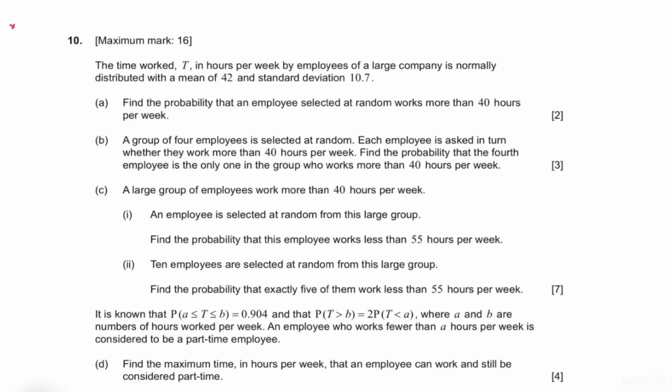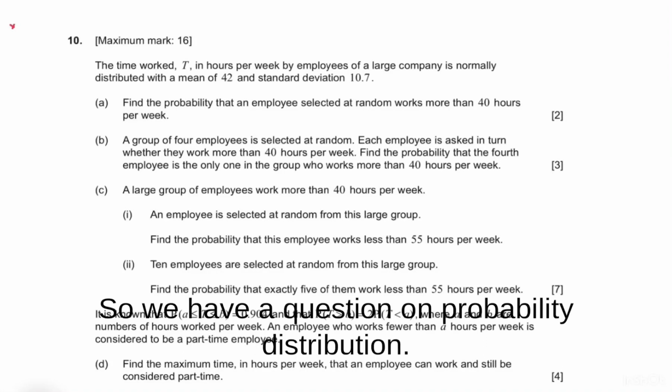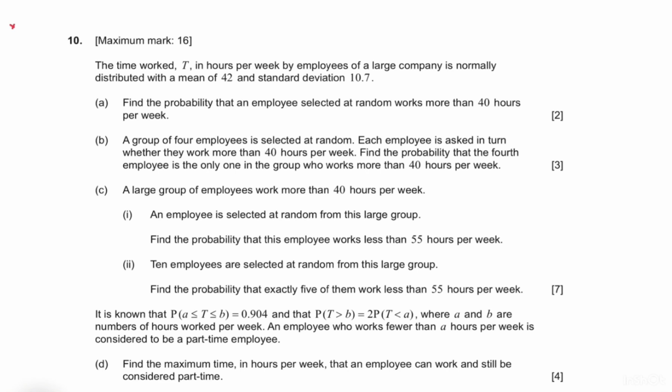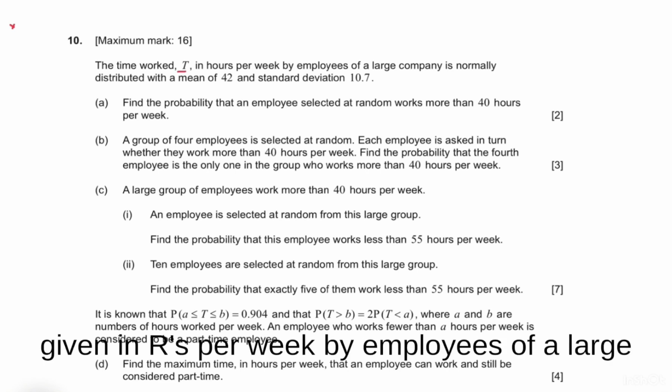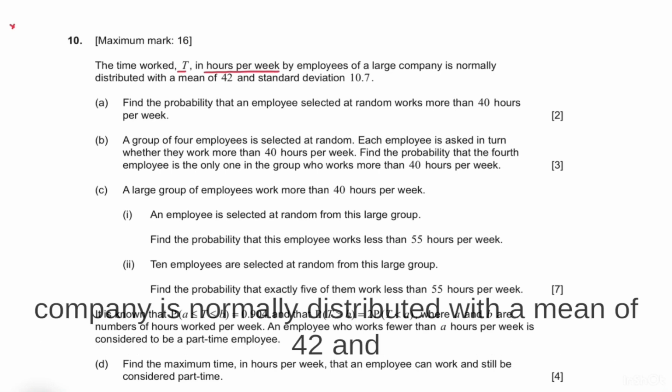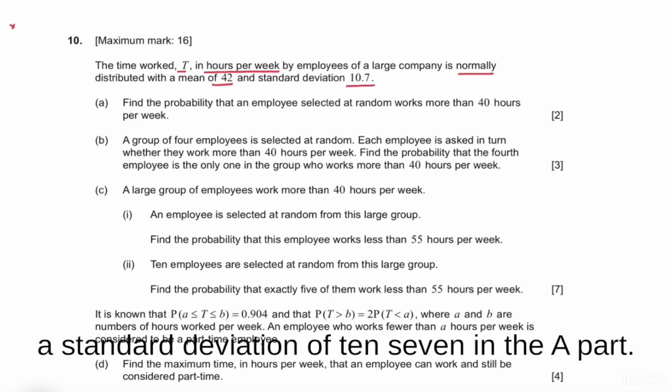Hello friends, so we have a question on probability distribution. We are given that the time worked, T, which is given in hours per week by employees of a large company, is normally distributed with a mean of 42 and a standard deviation of 10.7.